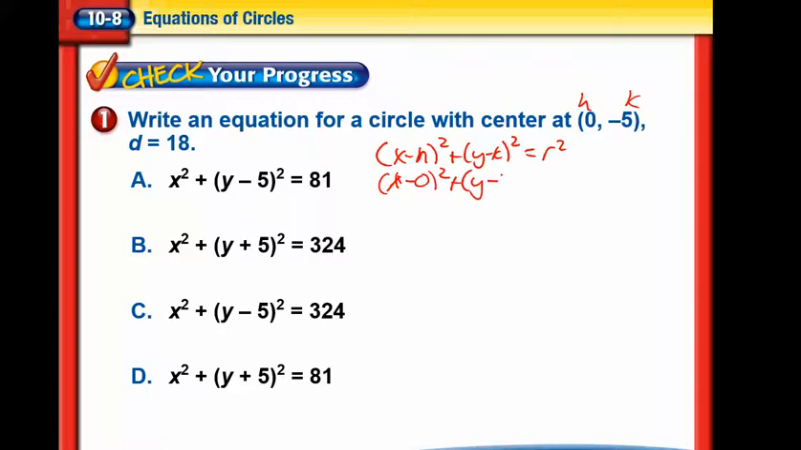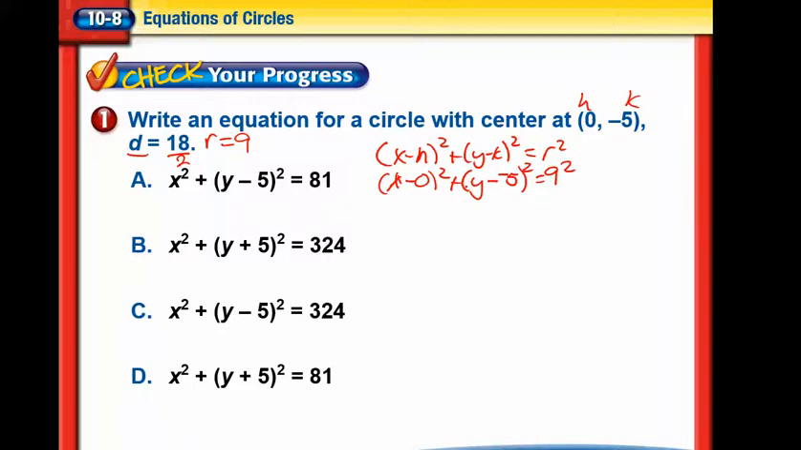Y minus -5 and r. Well, this says d, so don't put d in where it says r. D stands for diameter. How do I find radius from diameter? I got to cut it in half. So my radius is 9 squared.